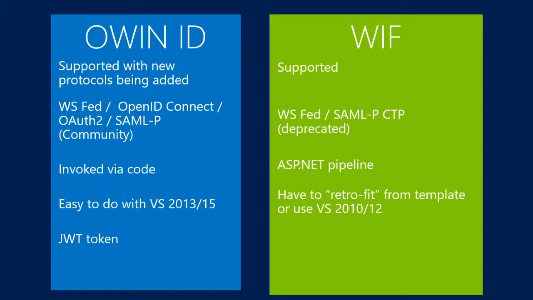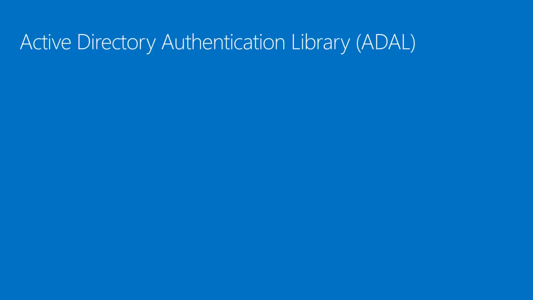Owen is obviously a JSON token, WIF's an XML token. The namespace is Microsoft.Owin, System.IdentityModel if you're using .NET 4.5, or Microsoft.IdentityModel if you're still using 3.5. Okay, so we've talked about Owen and we've talked about WIF, and now suddenly we've got this new thing, ADAL. So why do we need ADAL? Well, the clue's in the name, Open Windows Interface for .NET.